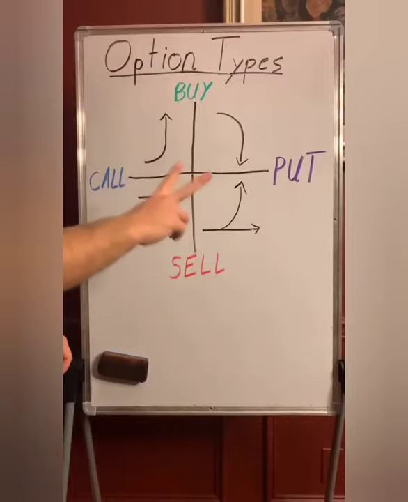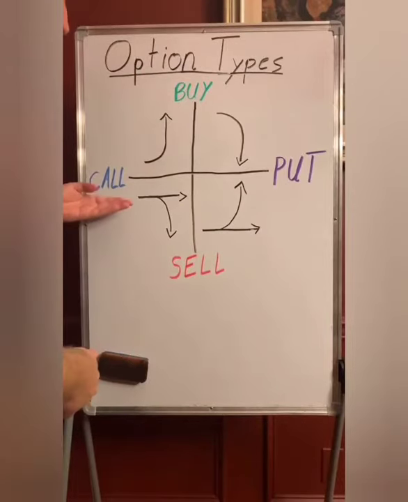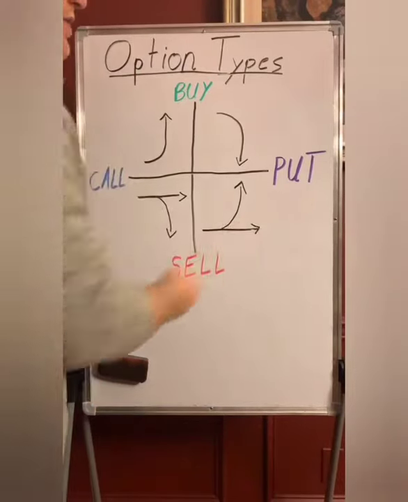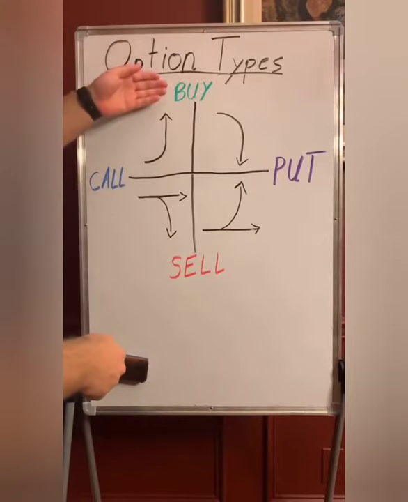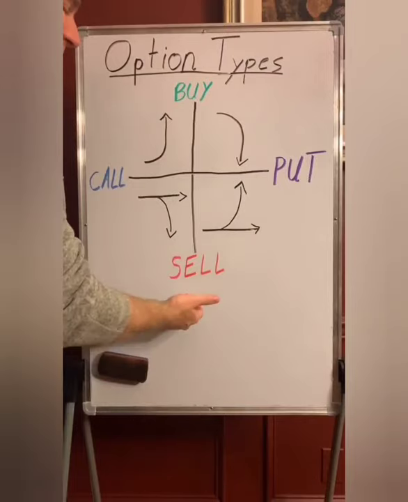Options trading, lesson number 3. So there are 2 types of options contracts. You have call options and you have put options. And then you have 2 ways of making money off of these options. You can either buy the option or you can sell the option.